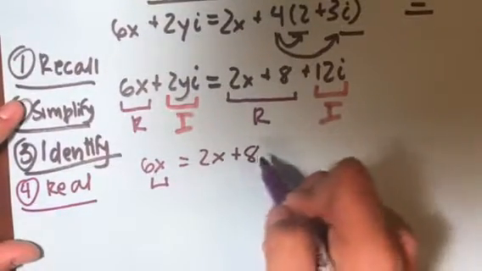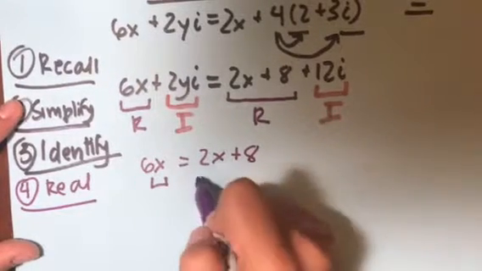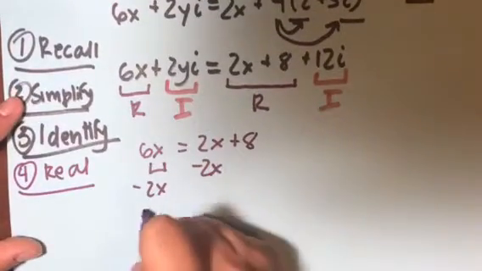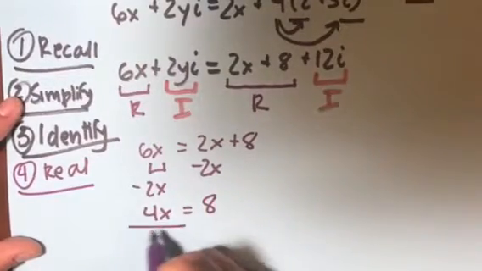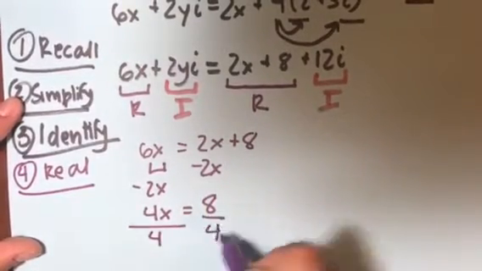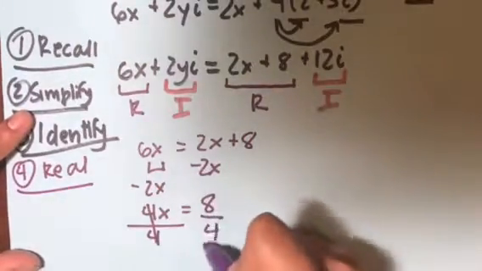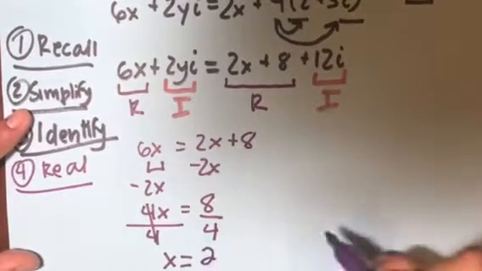So here, we would subtract 2x from both sides, and that would give us 4x is equal to 8. And here we just divide by 4 on both sides, and this would cancel out, and this would reduce to 2. So x equals 2.